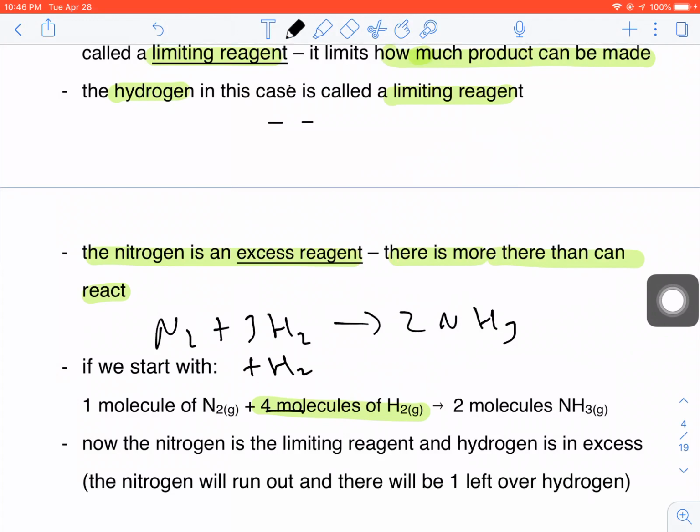So in this case, now nitrogen becomes the limiting reagent because it's the one that's going to run out. Right? Nitrogen will run out, and the one that's excess is the one that will be left over at the end of the reaction.